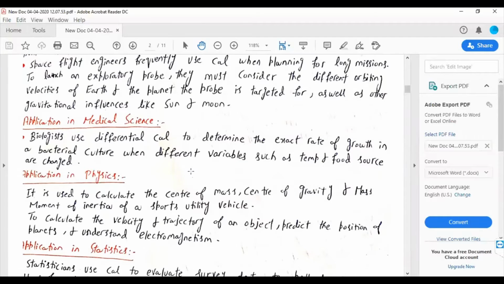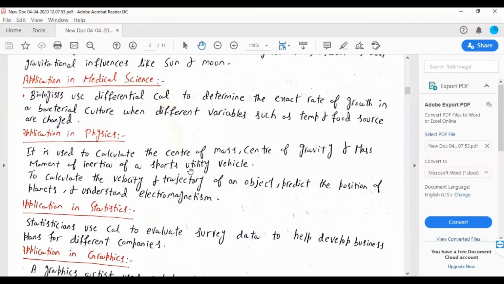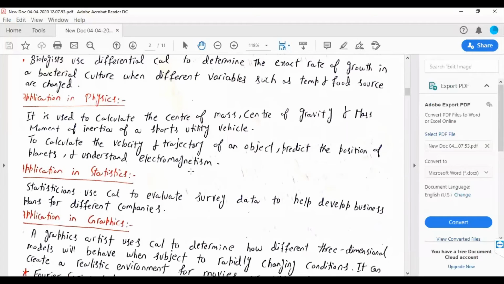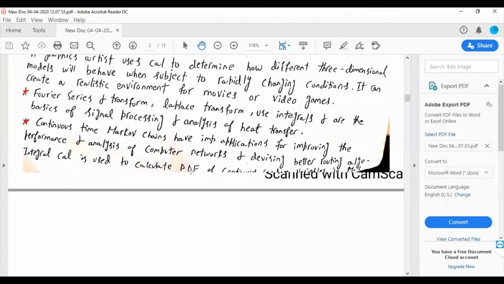These are used in physics to calculate the center of mass, center of gravity, mass, and moment of inertia of a sports utility vehicle. It is also used to calculate the velocity and the trajectory of an object, predict the position of the planets, and understand electromagnetism. It's also used in statistics and graphics. So there are a lot of practical applications of integration.